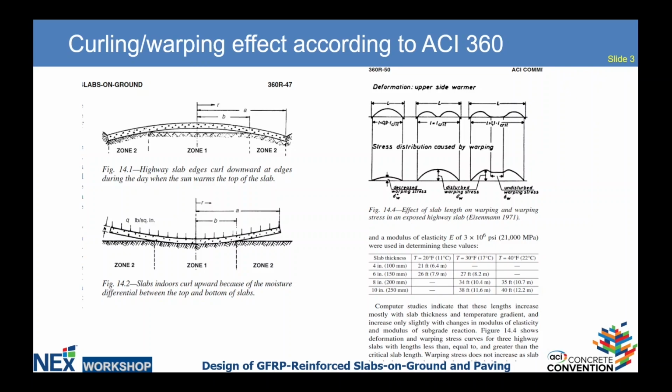And then ACI 360 also tells you that, oh, this phenomenon is not going to increase forever. In other words, there's a limit when your size of the slab gets bigger. Up to a point, the mode of deformation changes from single to double or multiple. And so there's a limit in terms of what would be the maximum thermal effect on the slab.